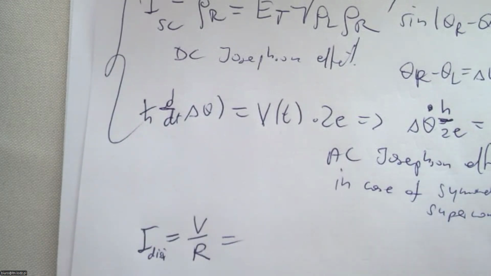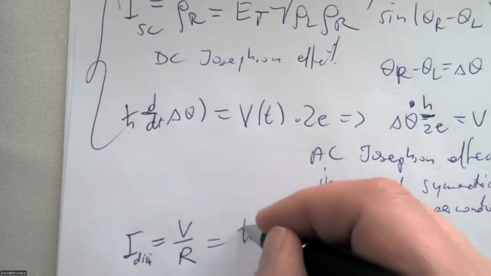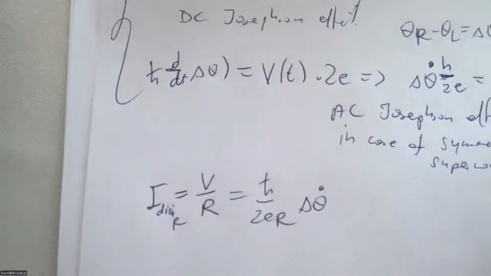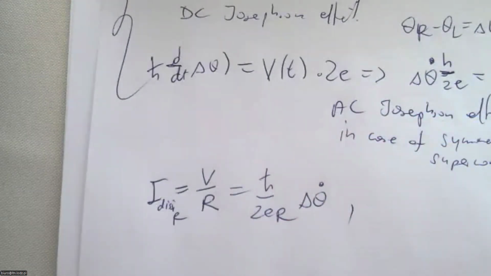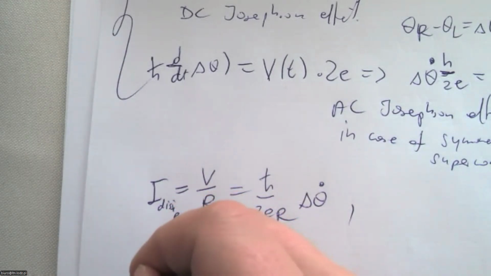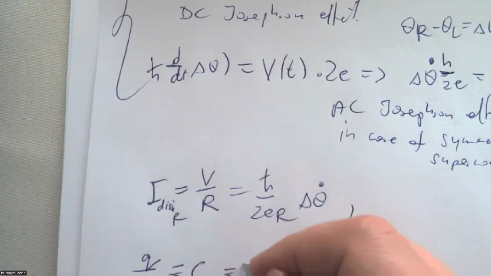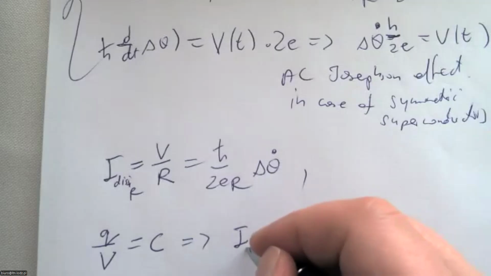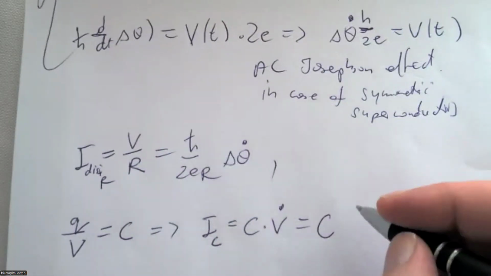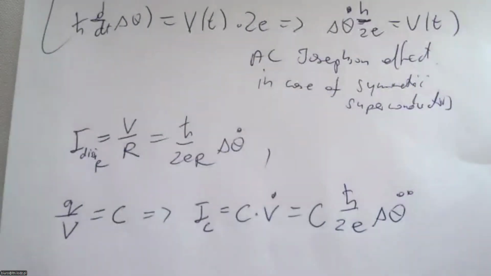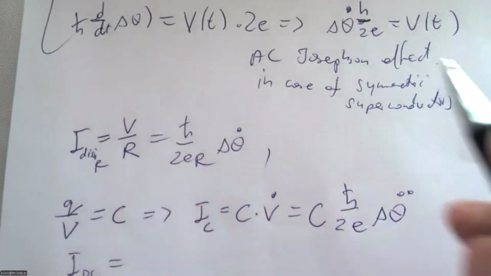So you know from this relation that the dissipative current is like this, the derivative of this phase difference. So this is H over 2ER times, so this is the dissipative current going by R. And then with respect to the IV, the current-voltage characteristic, Q over V equals C for a capacitor. You know that current is C times V dot for a capacitor. So this is C, and this has to be taken H over 2E star. And then the DC Josephson current was already derived.